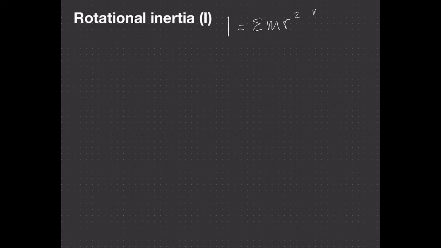where m equals mass in kilograms, r is our radius in meters, okay, and our unit is kilograms times meter squared. So we get kilogram meter squared, okay?